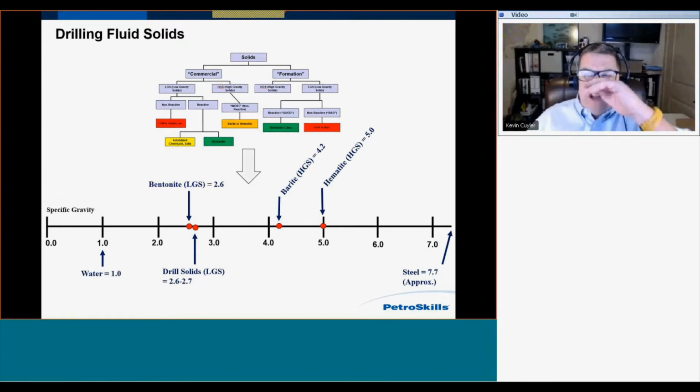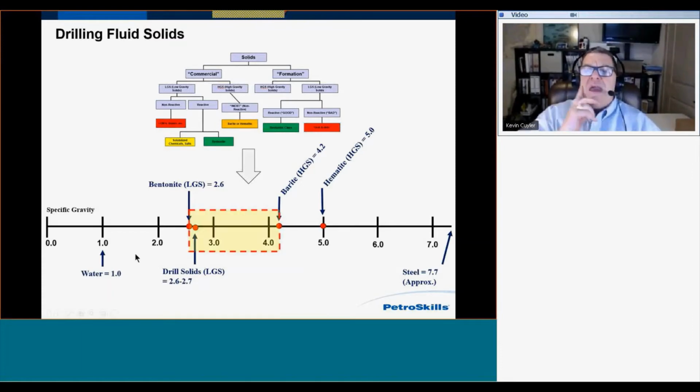And so when we look at solids and we look at all the solids in our fluid, it makes sense for us to say that the average specific gravity of all the solids that are in your fluid should sit somewhere between 2.6 and 4.2, unless, of course, you're weighting up with hematite. But let's set that aside for just a minute, and let's assume that you're weighting up with barite. The average specific gravity of all the solids in your drilling fluid should sit somewhere between 2.6 and 4.2.